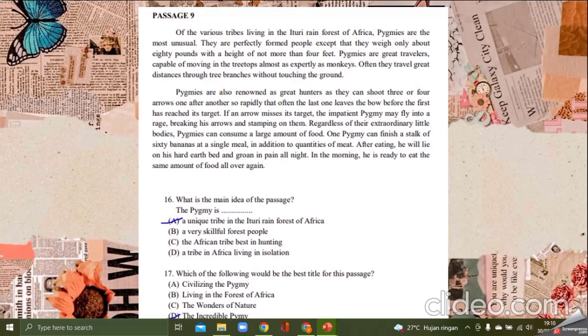Passage 9. Of the various people living in the west of Africa, pigeons are the most unusual. They are preferred to foreign people except they weigh only about 80 pounds with a height of not more than 4 feet. Pigeons are fast travelers, capable of moving in the jungles almost as extremely as monkeys. Often they travel great distances without touching the ground. Pigeons are also renowned as great hunters, and they can shoot tree or bird around one after another so rapidly, and often the last one leaving to go before the first has reached its target.